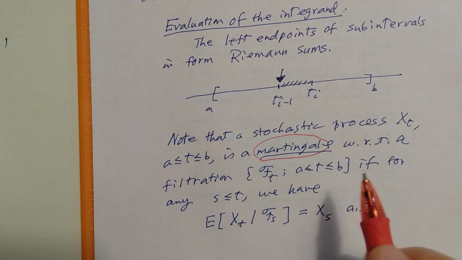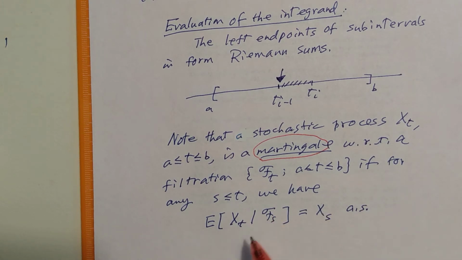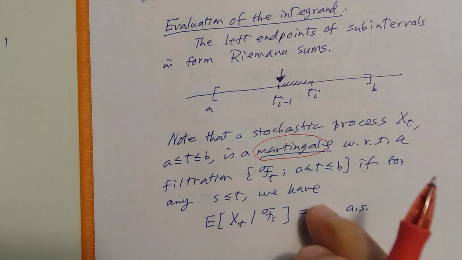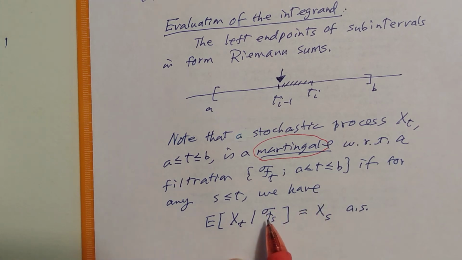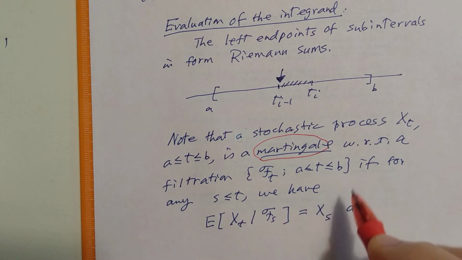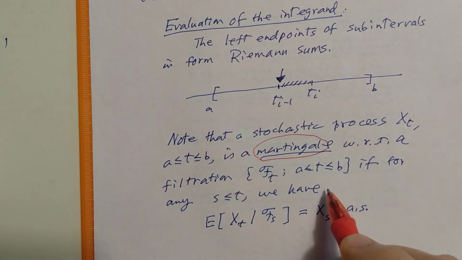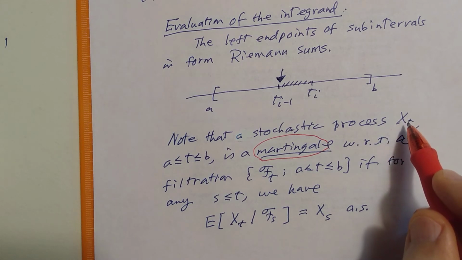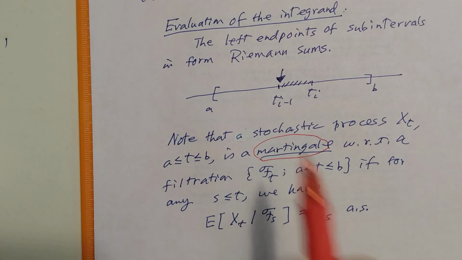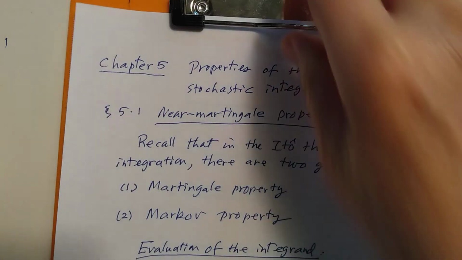Note that, of course, in order for this to make sense, we must assume that X sub t is integrable for each t. And note that in this equation, because X sub s is the conditional expectation of X sub t given F sub s, therefore X sub s is automatically measurable with respect to F sub s. And therefore, the stochastic process X sub t must be adapted with respect to this filtration. Okay, let's go to the next page.